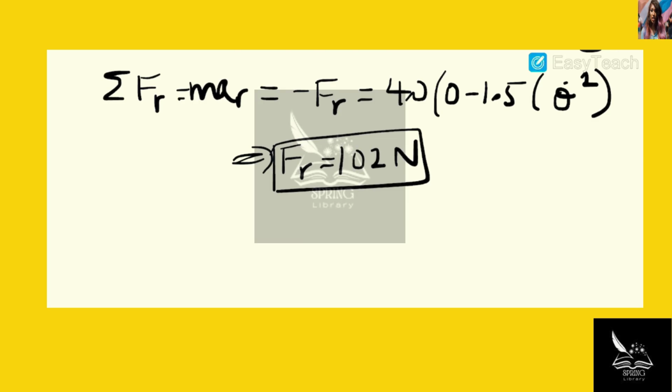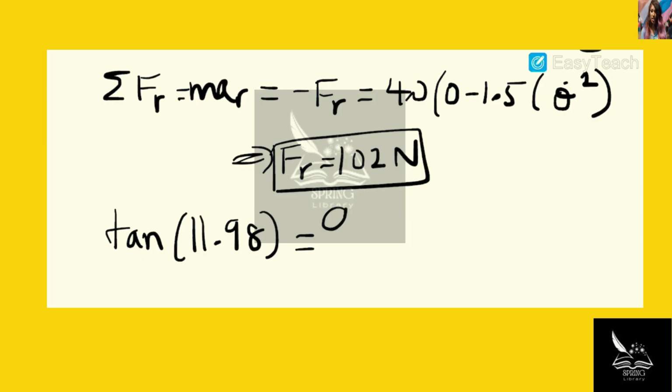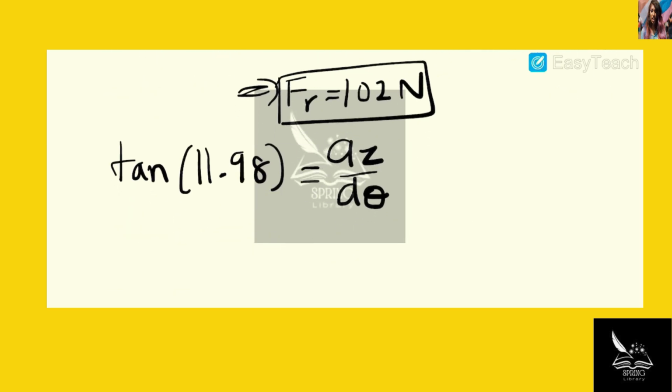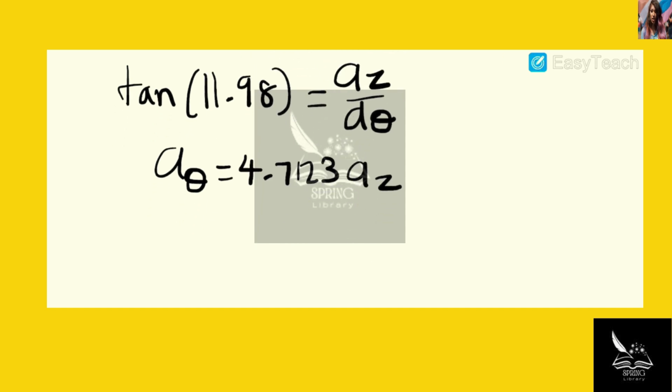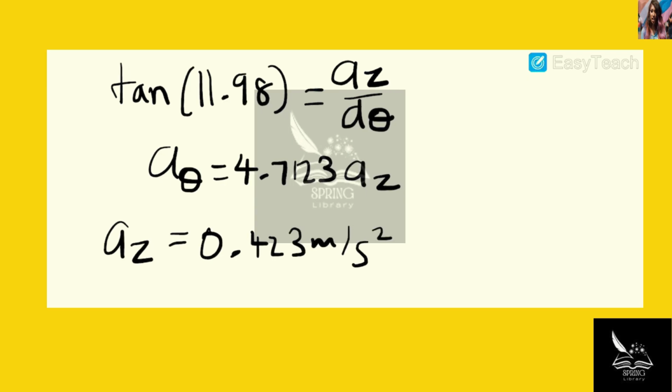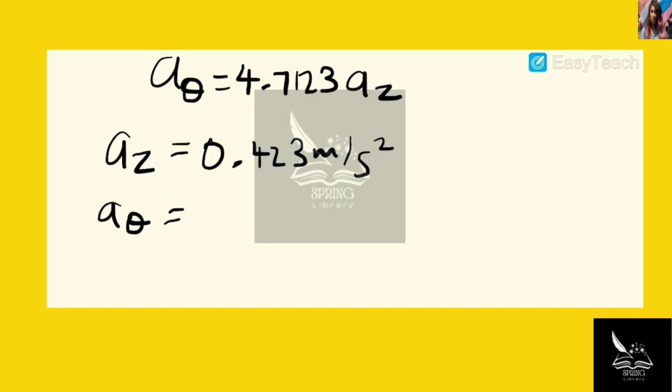Next, we know that the tangent of 11.98 degrees, which is our triangle that we got from the displacement, is equal to the motion in z over the motion in theta. So this is essentially a_z over a theta. Therefore, we know that a theta is equal to 4.7123 a_z. Using this, we can solve and say that a_z is equal to 0.423 meters per second squared, and a theta is equal to 1.99 meters per second squared.